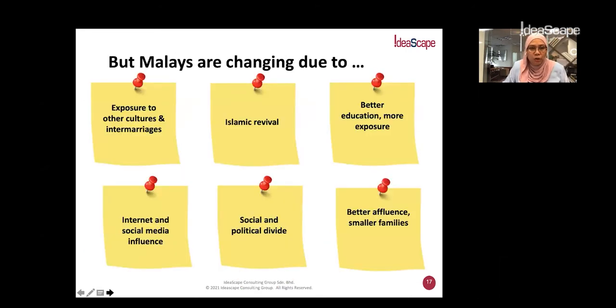However, it's been changing, and some of these changes are due to exposure to other cultures, intermarriages, and we've seen Islamic revival coming into place more so in the past 10-15 years. The Malays have had better education, more exposure, travel, work overseas, lived overseas, and were able to benchmark. Internet and social media amplified these influences. Social and political divide play a role, and a lot of the Malays now are in the top 20. So we have more money, smaller families. So that has some kind of impact on us.